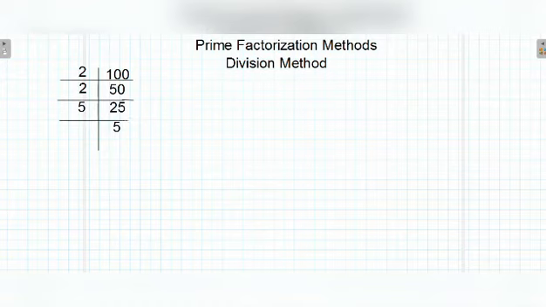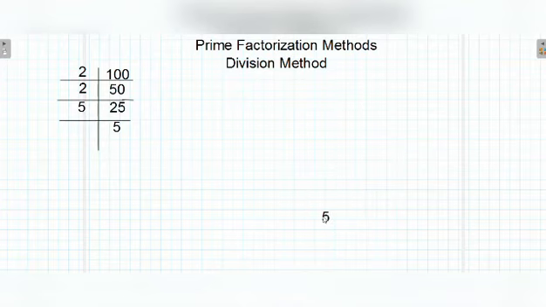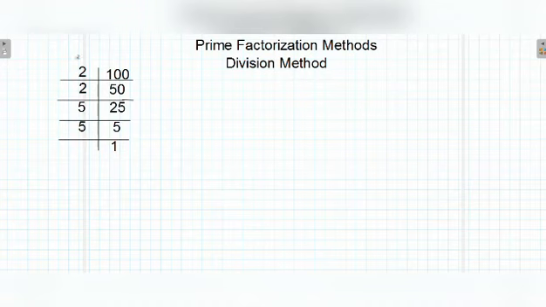This is the division method. 5 is a prime number, divisible only by itself and by 1. So 5 is divided by the number 5 to get the answer 1. The last answer is 1. Okay. Now the prime factors of the number 100 are 2, 2, 5 and 5.